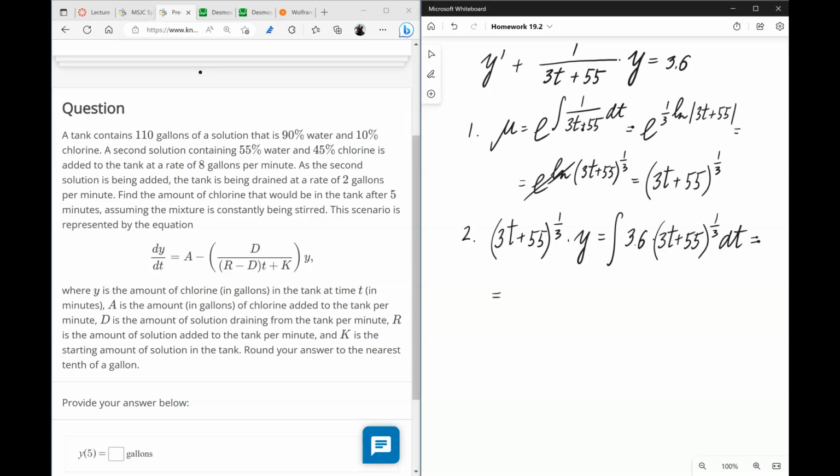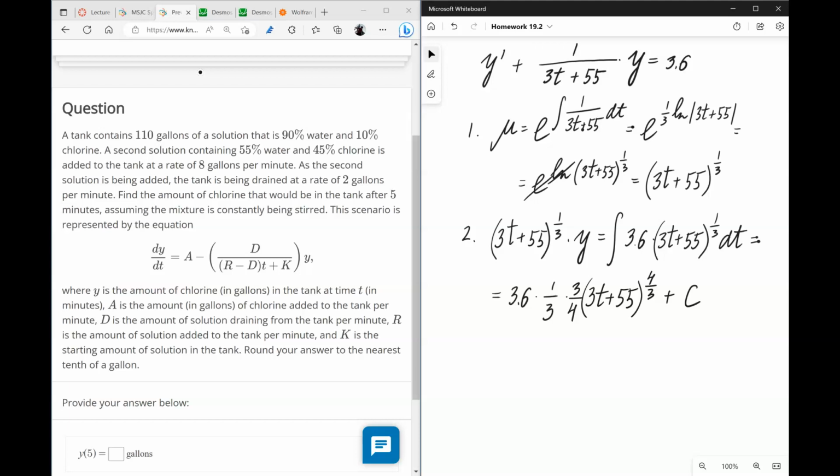So the antiderivative is rather simple. We have 3.6. We have 1/3. We have 3t plus 55 to the power 4/3, and we divide it all by 4/3, so it's 3/4. So you can check that that's the answer.